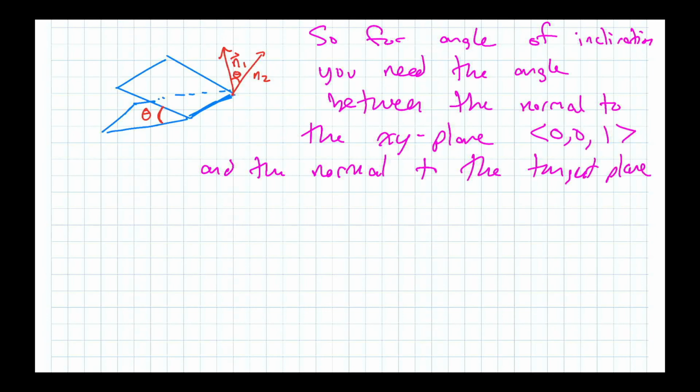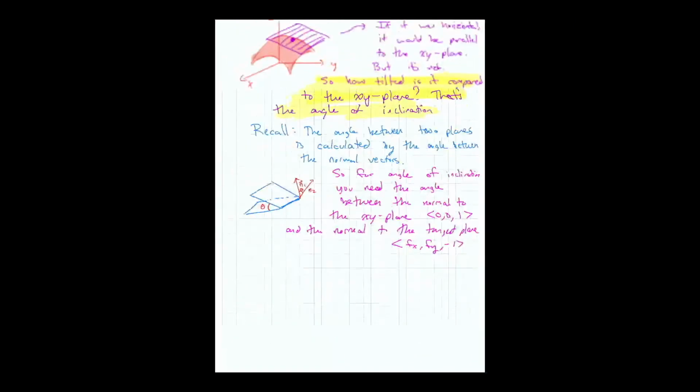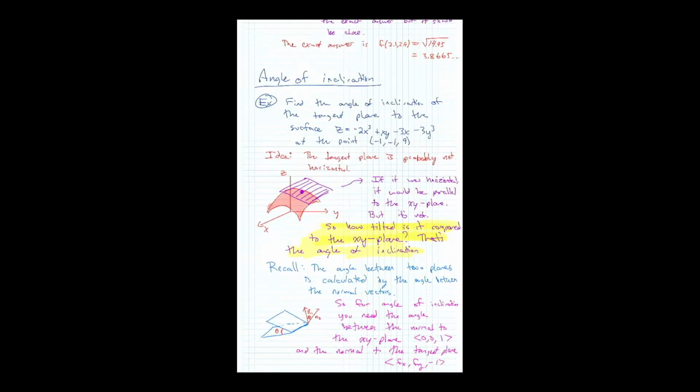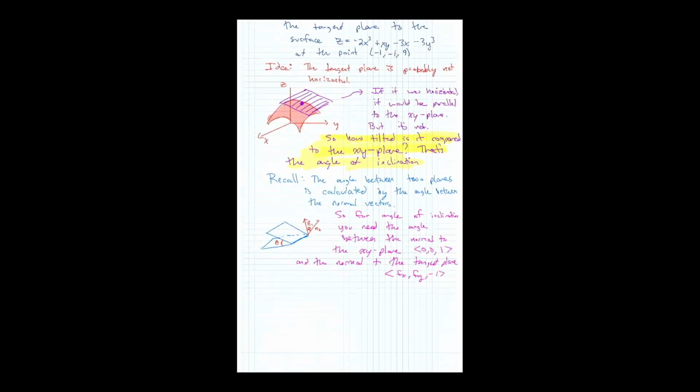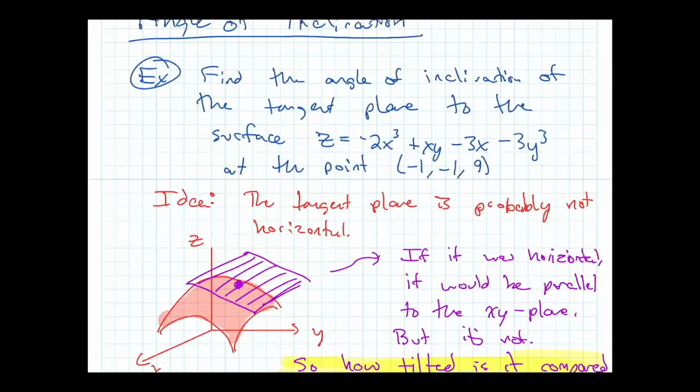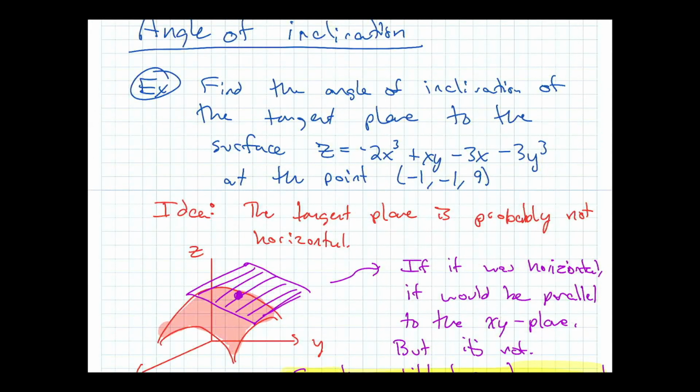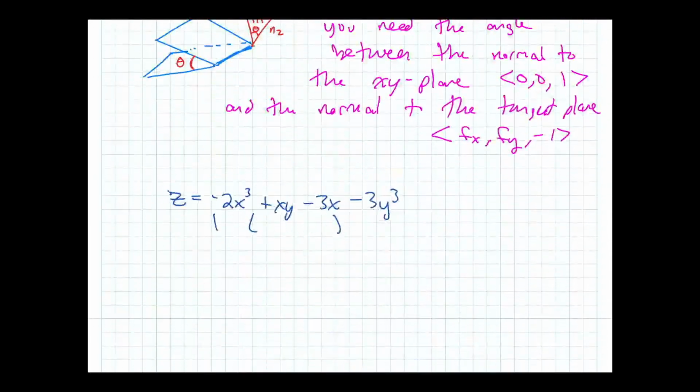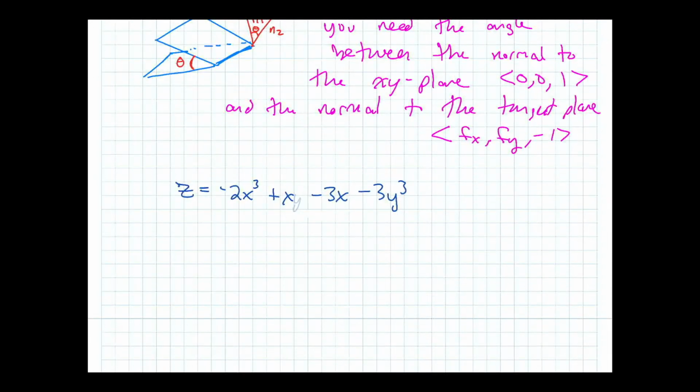So what's the normal to the tangent plane, right? That's fx evaluated at the point, fy evaluated at the point, -1. Okay, so that's the logic of what we're doing here. We need to actually solve this. So here's what you do. We're going to take this equation here. So let's actually solve our problem now.